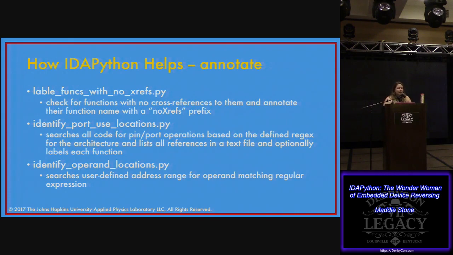Yeah, and then identify operand locations. I added that one in by a request via Twitter from someone who wanted to track, on some architectures, the stack pointer and the frame pointer being used within the function. How can they quickly see each of those places? So this script in general will just search operand locations for you within the address range that you give it, and you just put in whatever regular expression you're looking for. So really it's just a search type of thing, if you're not wanting to use IDA's built-in search capabilities.